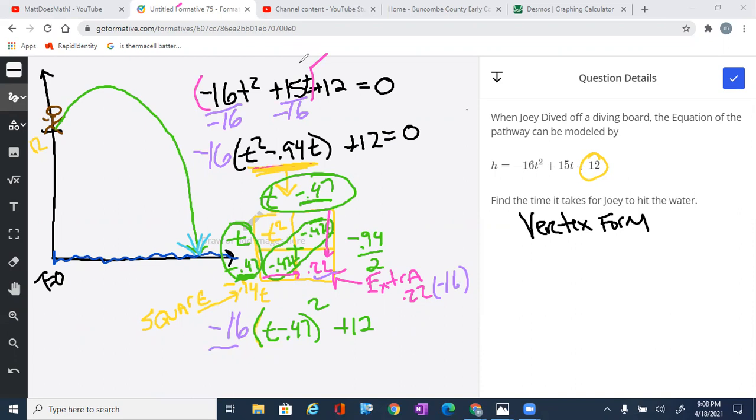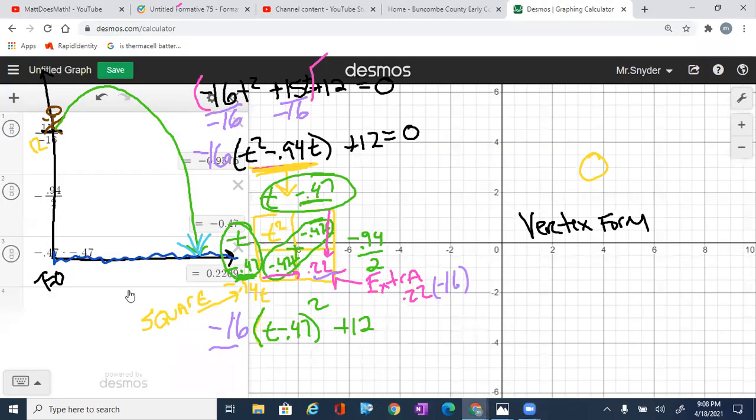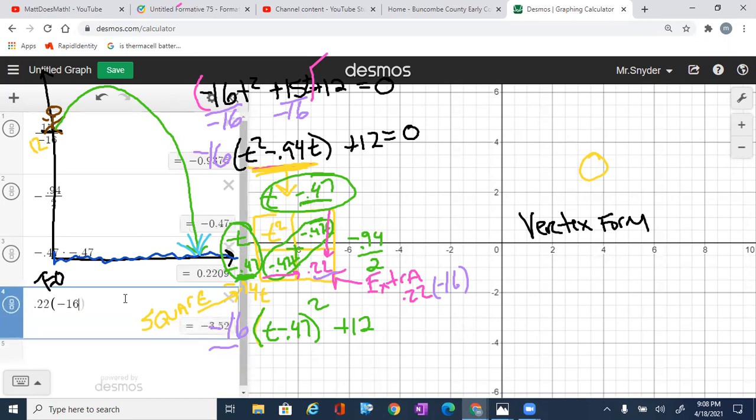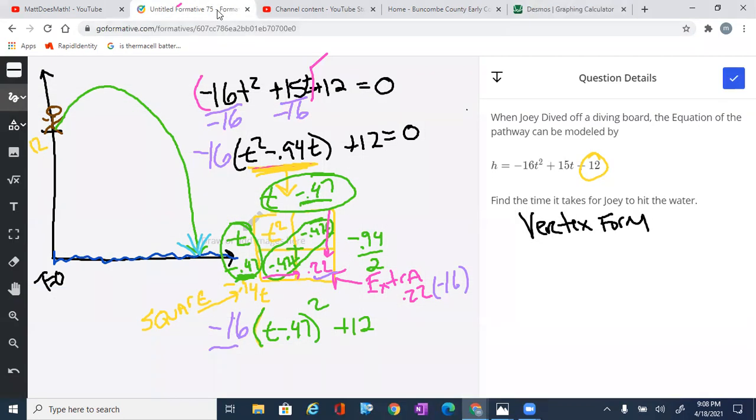So what I'm going to do now is find that value. I'm going to say 0.22 times -16, and that is -3.52. All right, -3.52 is extra. That is brand new because of this piece right there, okay?